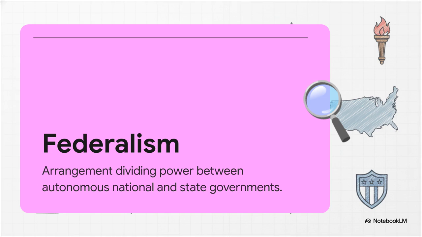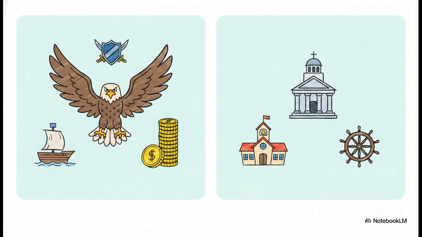The really key word here is autonomous. Both levels have the capacity to act directly on behalf of the people, and both get their authority granted straight from the Constitution. So here is exactly how that power is dealt out.